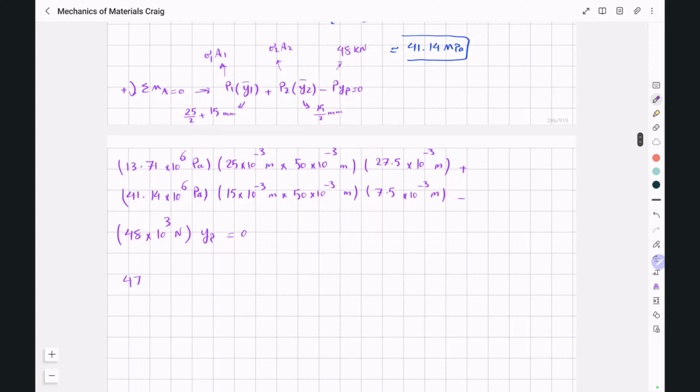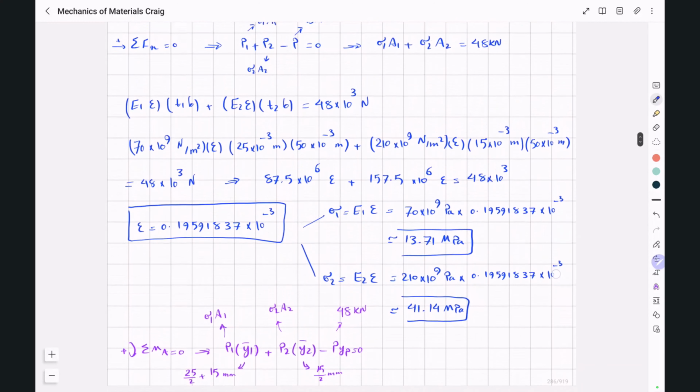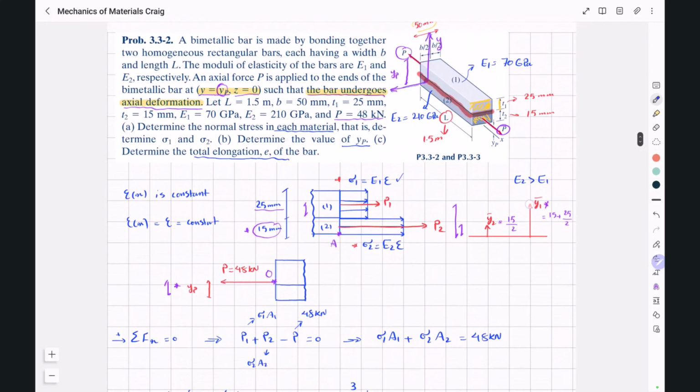So 471.43 plus 231.43 is equal to 48 multiplied by 10 to the power of 3 times yp. And this will give us a yp approximately equal to 0.01464 meter, or yp will be approximately equal to 14.643 millimeters. And finally, in the last part of the question, we have to determine the elongation of the bar.